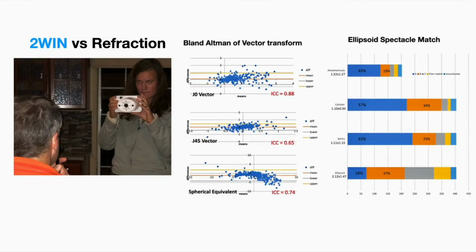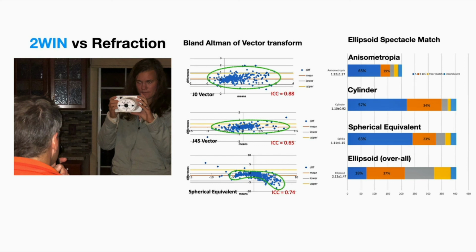The 2Win was compared to careful refraction, showing good vector transformation with some underrepresentation of high hyperopia. Using the ellipsoid spectacle match, there was also a good comparison with appropriate refraction. We did not use the CR function in the 2Win for this study.